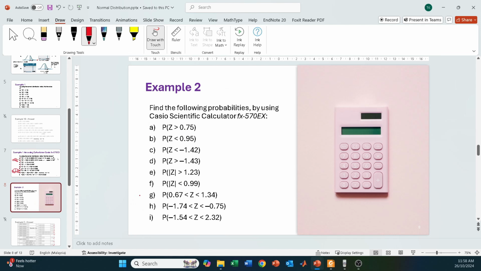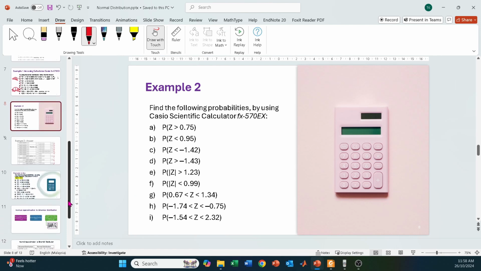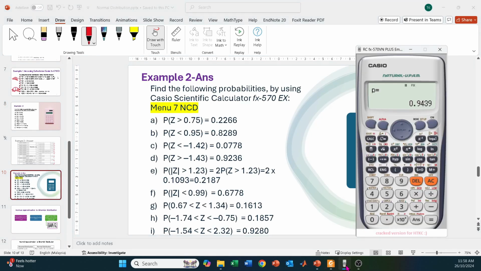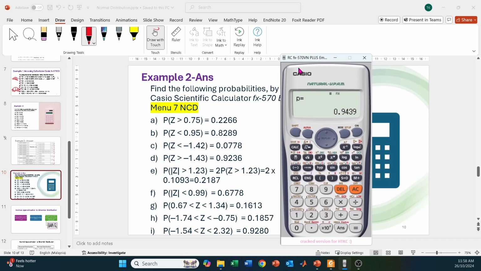Same thing for the second example. You can calculate, and this is the answer. Okay, probability of z greater, so this will be minimum. Upper bound is a very big number.